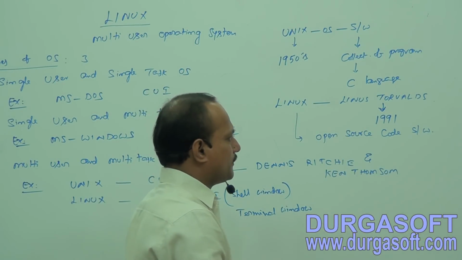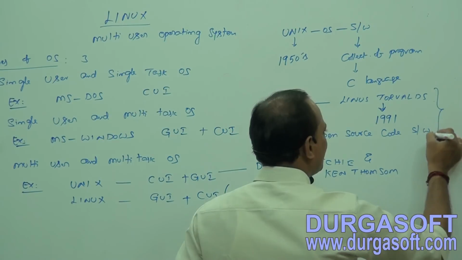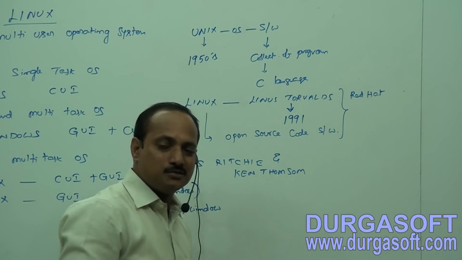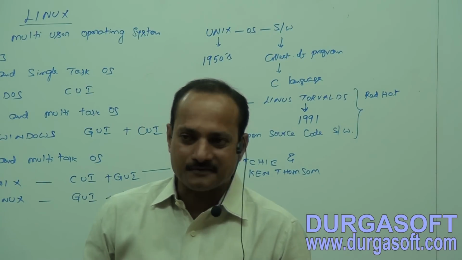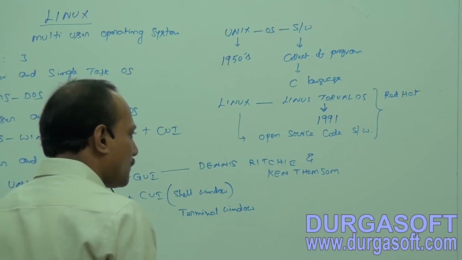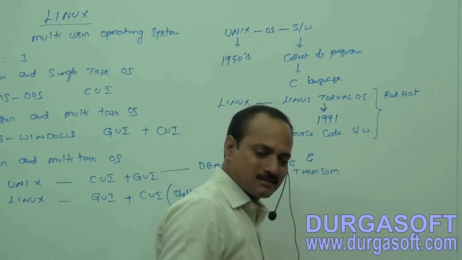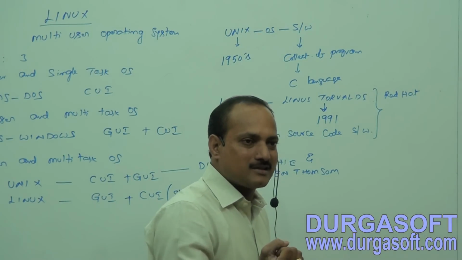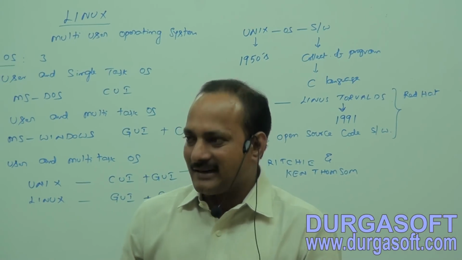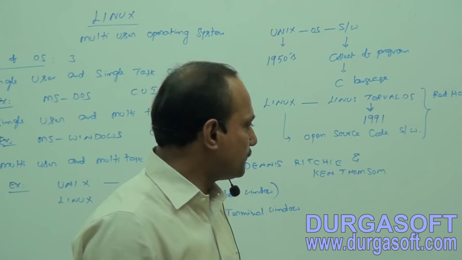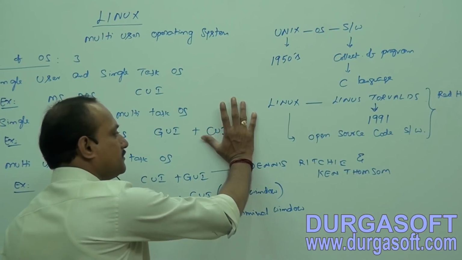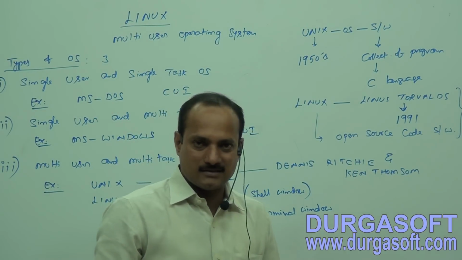Suppose so many vendors are there for Linux. Let us say Red Hat is there. If you are an authenticated user for Red Hat and if you have taken a license from Red Hat, then you will get the original source code of Red Hat Linux. Once you get the original source code, according to your business requirements, you can modify that software. That is nothing but open source code software. This is the introduction about both Unix and Linux.